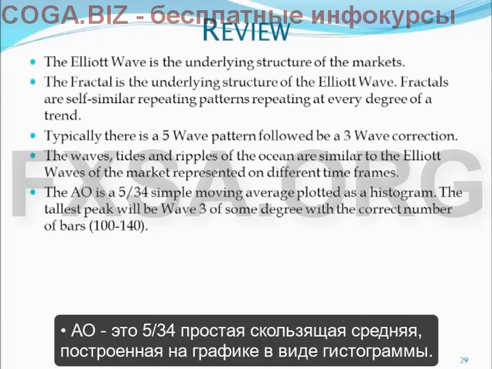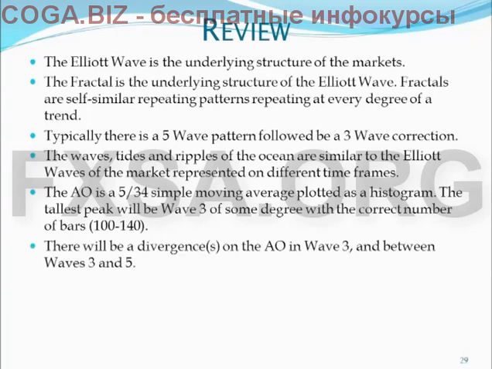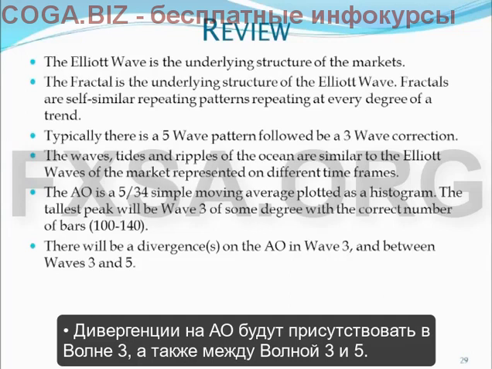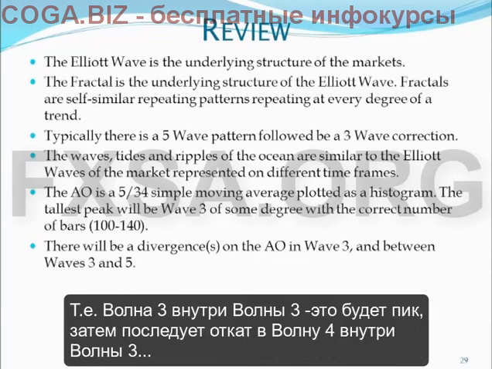The AO is a 5-34 simple moving average plotted as a histogram. The tallest peak will be wave 3 of some degree with the correct number of bars, and that's that 1 to 140. There will be a divergence on the AO in wave 3 and between waves 3 and 5. So remember, in wave 3, if you don't have the correct number of bars, you're going to have a divergence within wave 3. Wave 3 of 3 is going to be a peak.